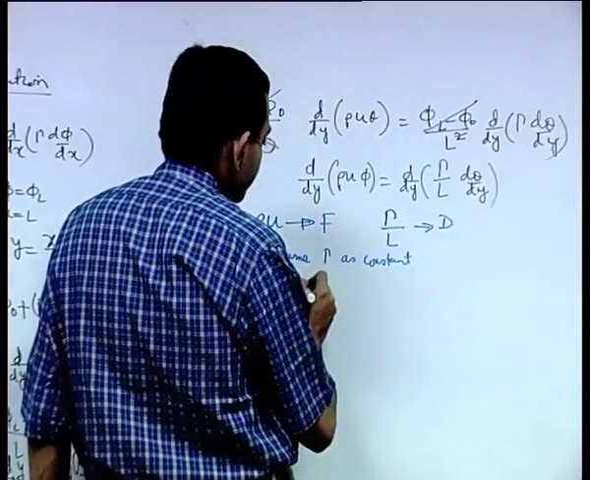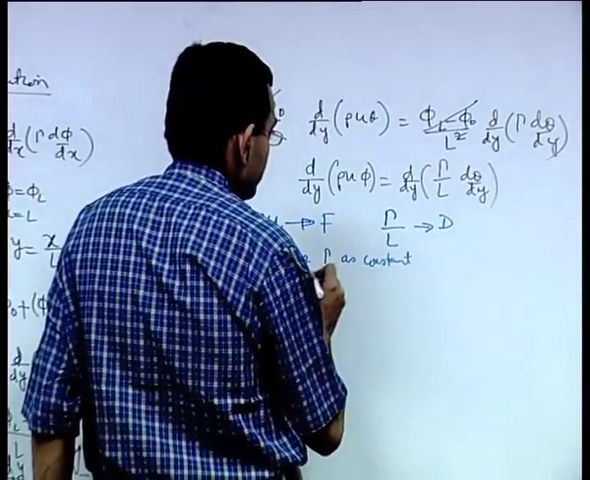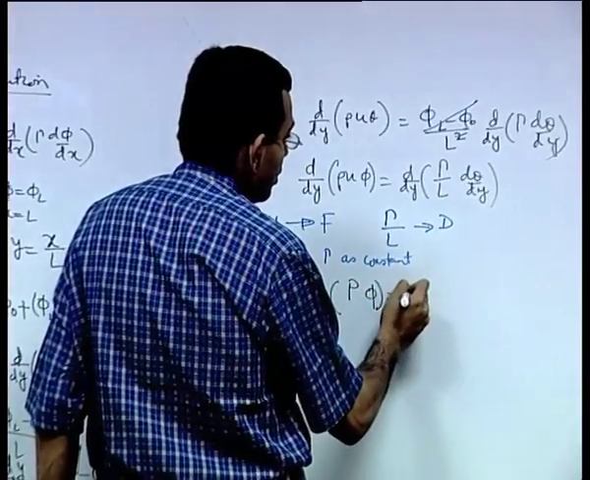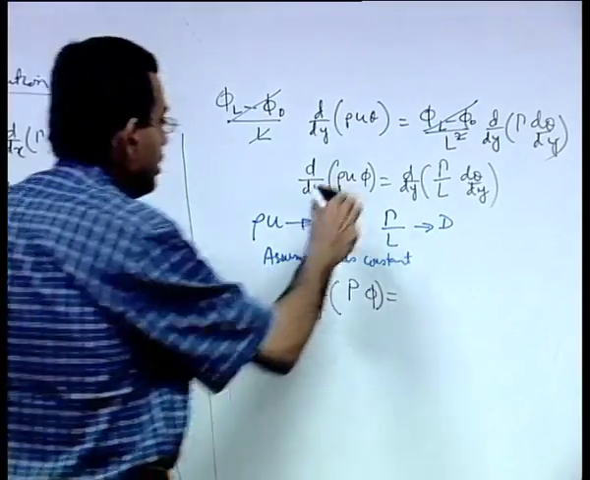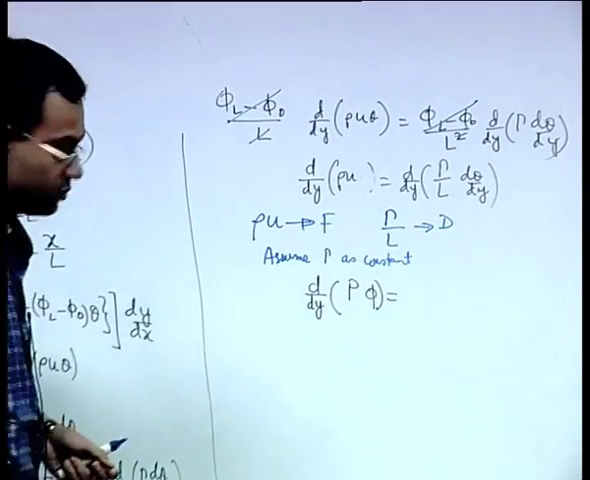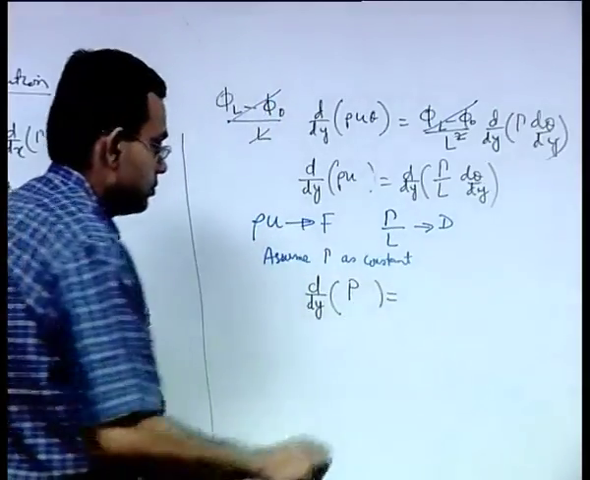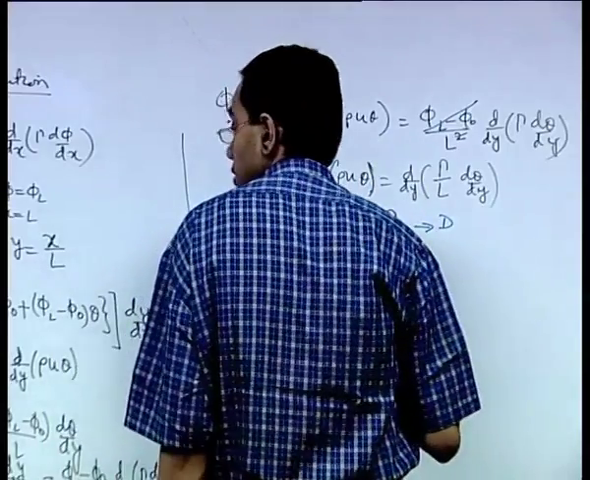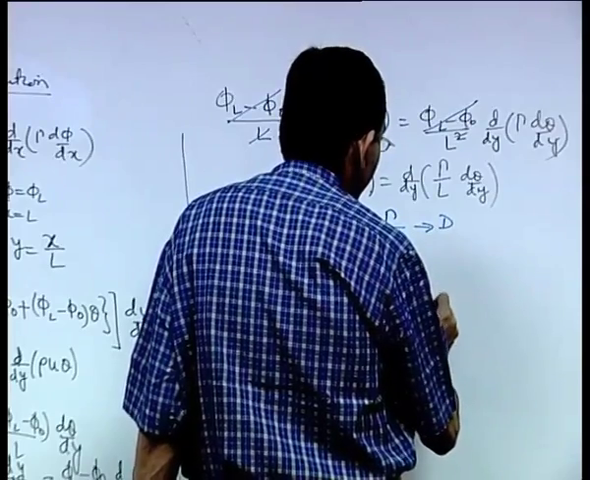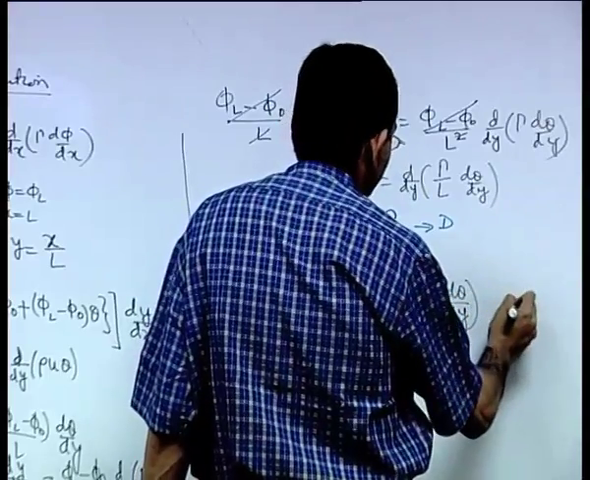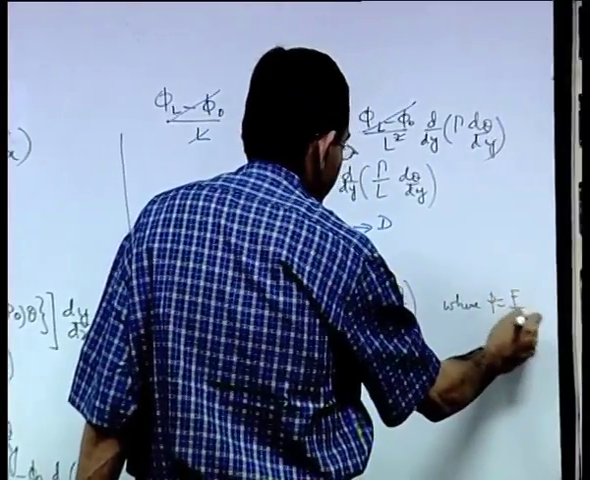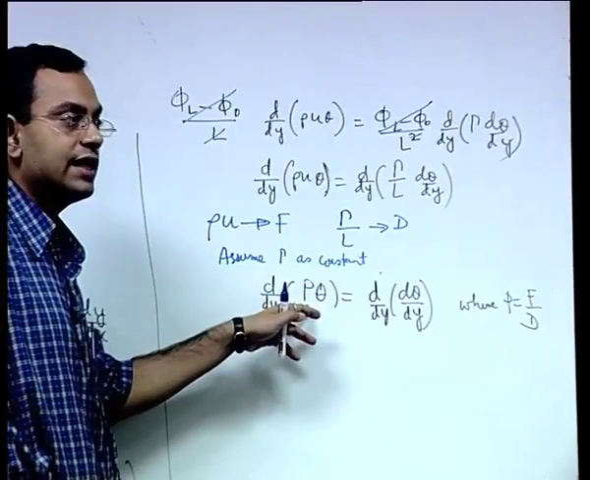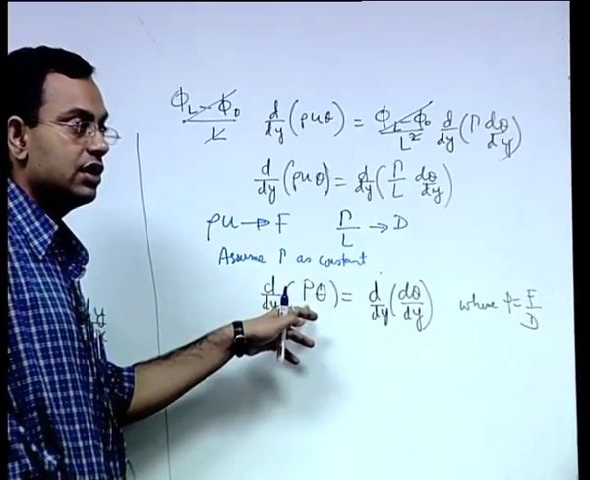You can write d/dy of P theta, sorry, this should be theta, right, P theta is equal to d/dy of d theta dy, where P is equal to F by D. So, this is the non-dimensional form of the equation, and you see that very elegantly the Peclet number has appeared. So, the solution can be parameterized in terms of the Peclet number.